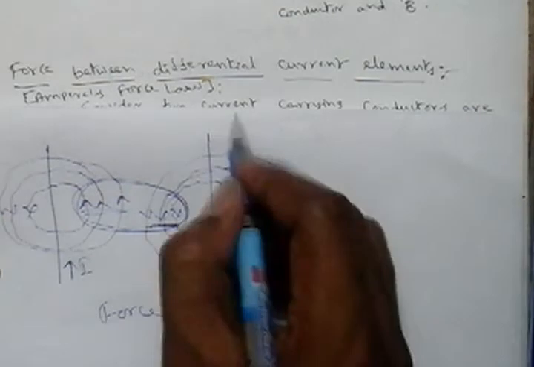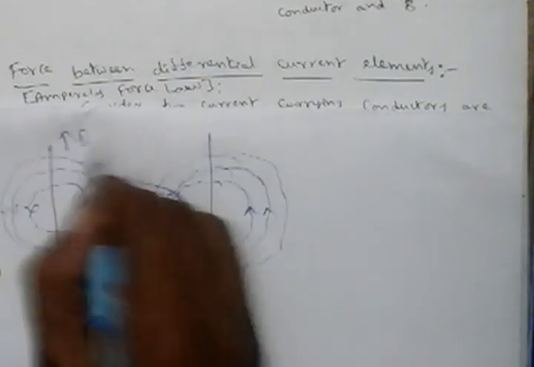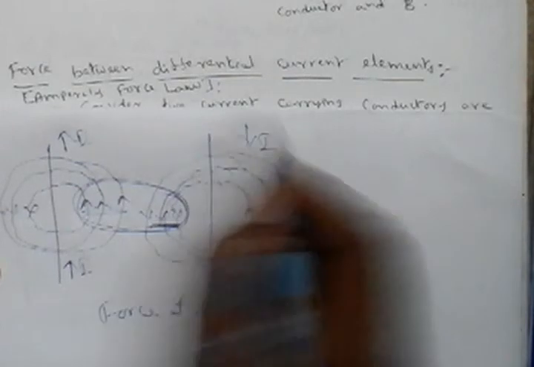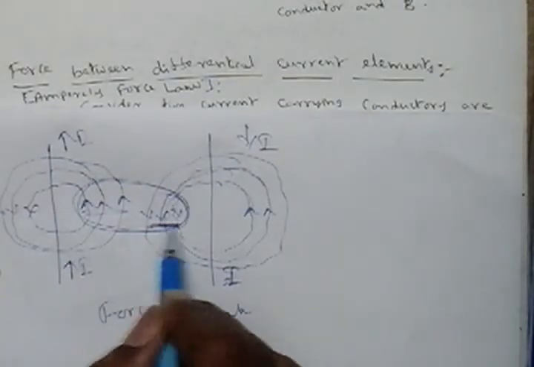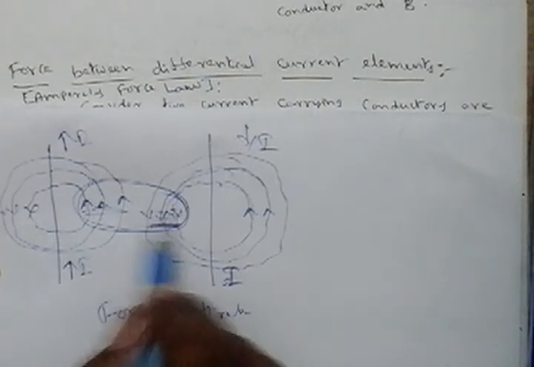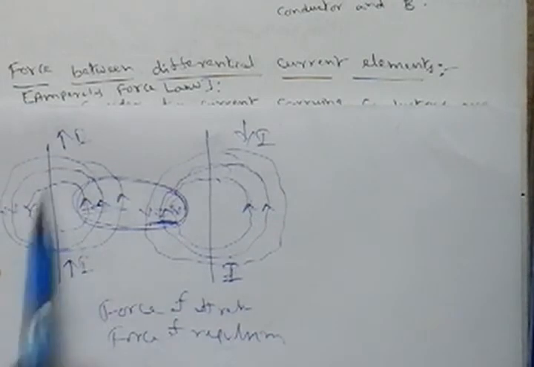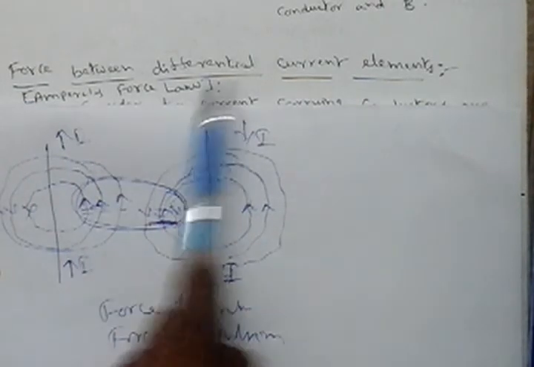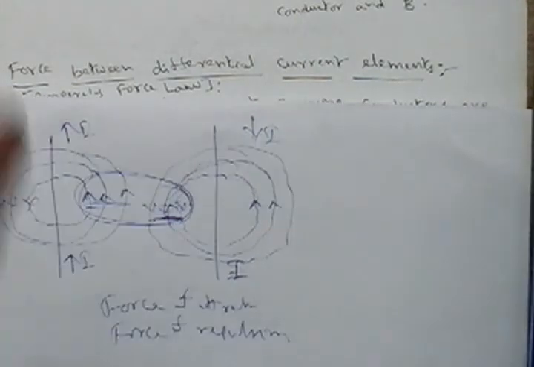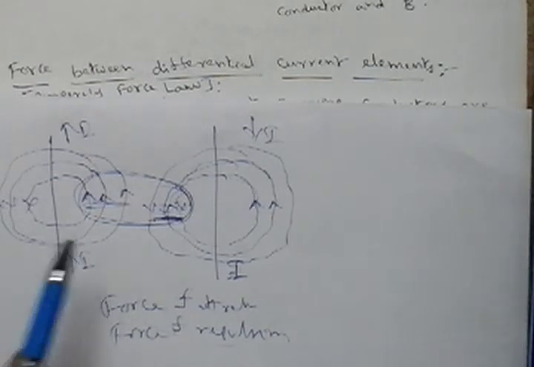Now in the second case, assume the current is upwards as it is, and the current in the second conductor is downwards. Then these flux directions are the same, both in the same direction. When both are in the same direction, there will be a force of repulsion. Based on this concept, we are going to analyze the force between differential current elements through the two conductors. If the current is flowing in the same direction, what is the value of force? If the currents are in opposite directions, what is the value of force? Whether it is an attractive or repulsive force, how can we analyze it?